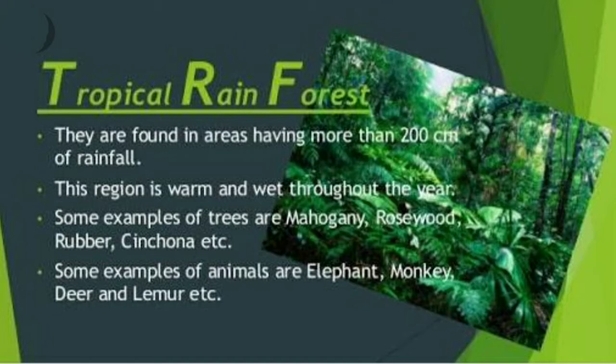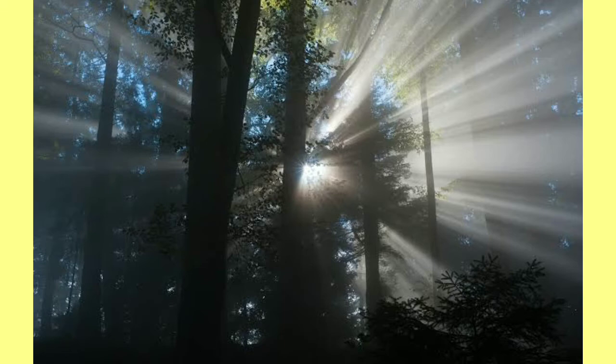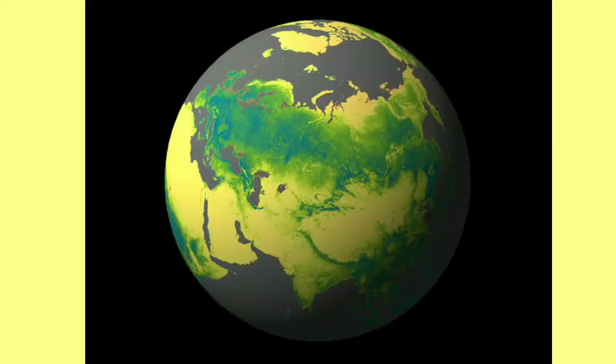Understood. So for these trees there is no particular season where they shed their leaves. Not all the trees shed their leaves at one time. So they remain green. This is the reason they are called the evergreen forest. The thick canopies of the closely spaced trees do not allow the sunlight to penetrate inside the forest even in the daytime. Hardwood trees like rosewood, ebony, mahogany are common here. So this is a very interesting part.